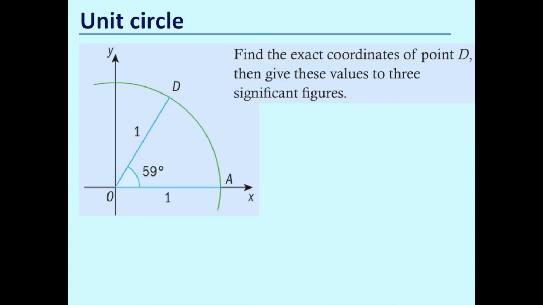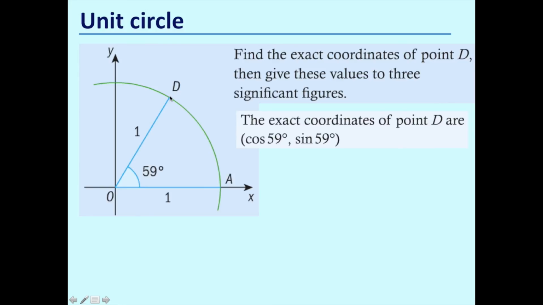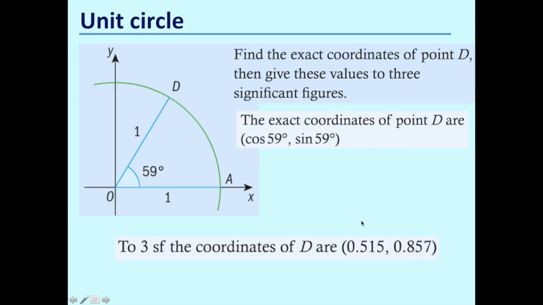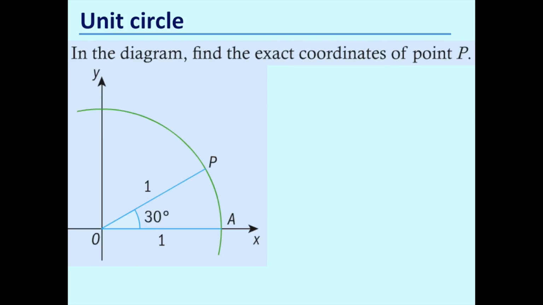Okay, so if we had a question like this, find the exact coordinates of point D and give it to 3 significant figures. So for this, if we wanted point D, we would know that the x-coordinate would be cos 59 and the y-coordinate would be sine 59. Those are the exact coordinates. Plug them into your calculator to find them to 3 significant figures, and that would give you 0.515 and 0.857, noting that that's 3 significant figures.